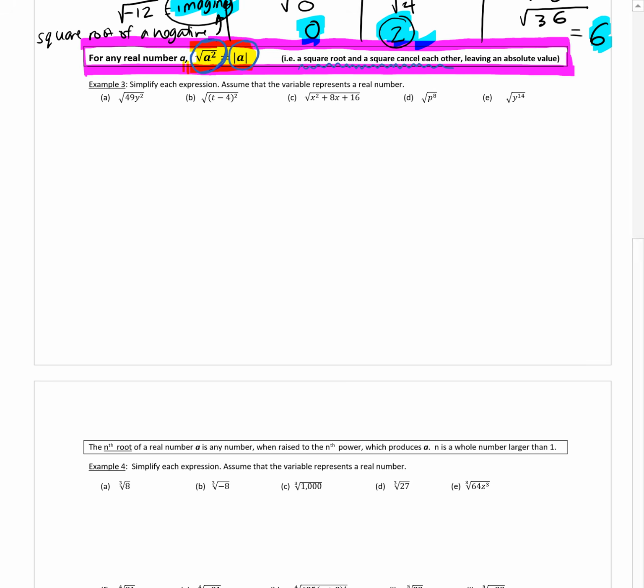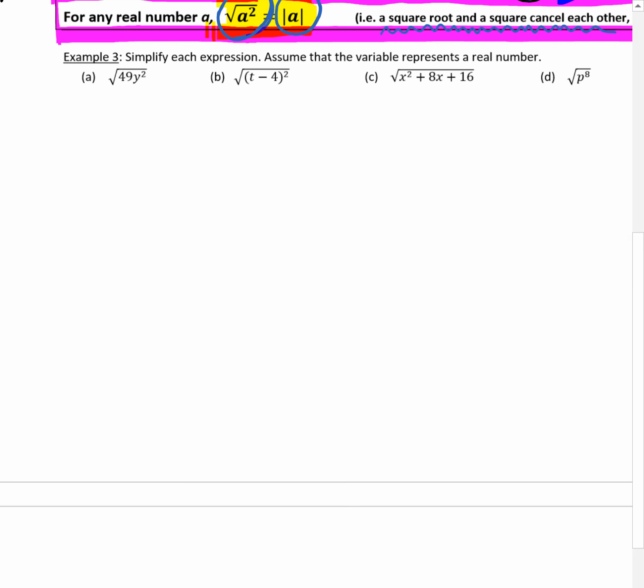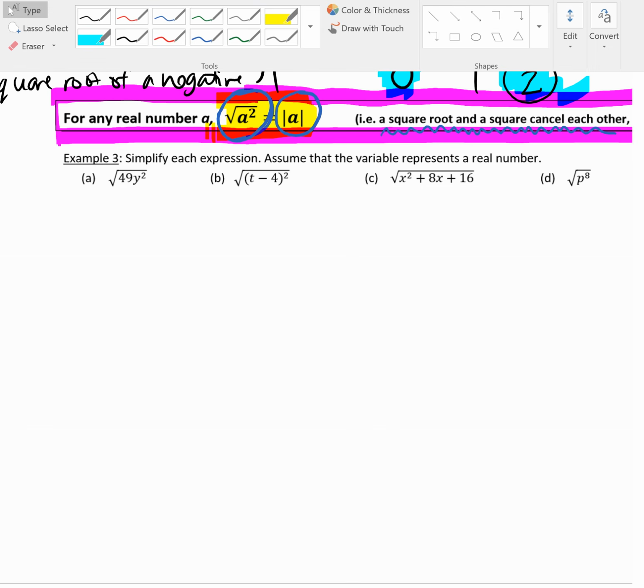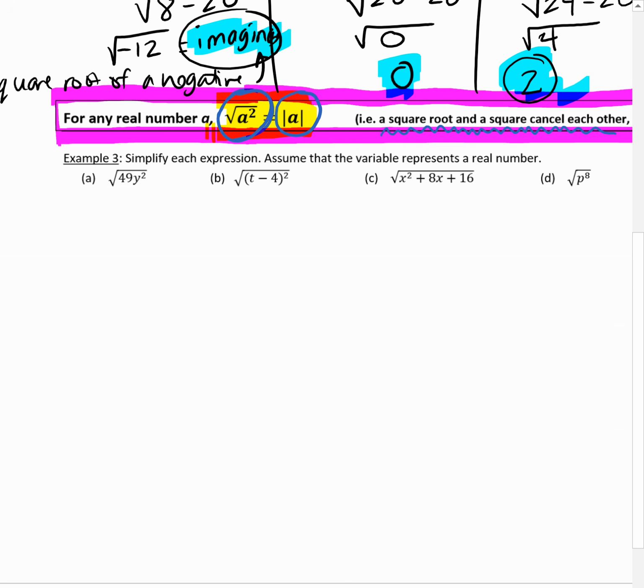Alright, let's see. Just to play around with that concept, let's look at part A of example 3. So we got 49y squared inside a square root. Okay, that's kind of tricky because this is the first time we've seen a number and a variable inside a square root. But you know what you can do? We'll see this later, but there is a property.